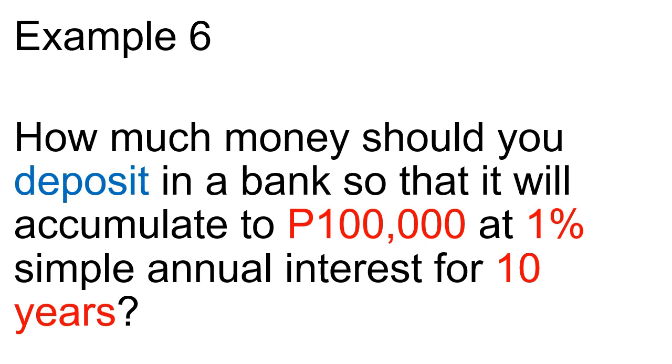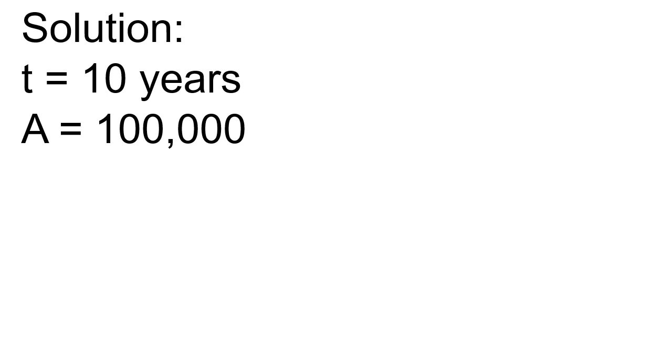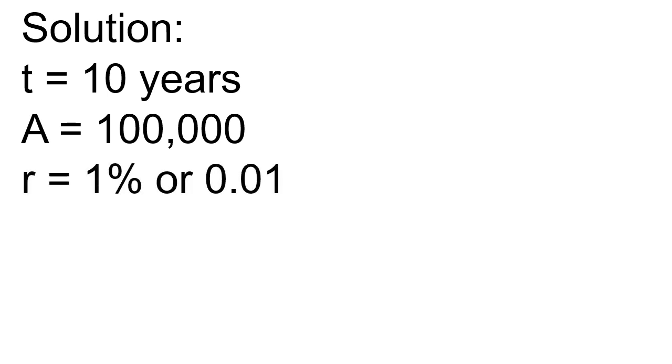Accumulate to 100,000. Accumulate, meaning to say that 100,000 pesos is the final amount. So here, how much money should you deposit? We will be solving for the principal amount. So time is 10 years, A is 100,000, R is 1% or 0.01. Let's solve for P.